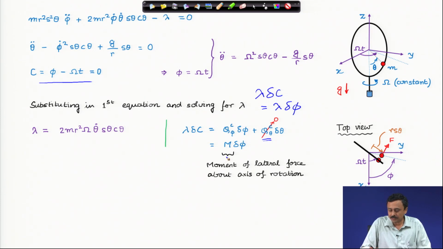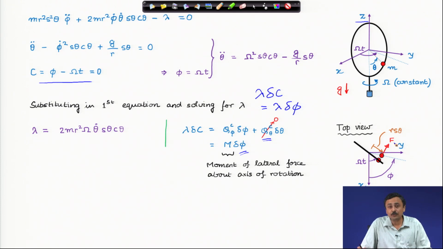And if I interpret what is the work done, who does this work on the bead, if I ask this question, because you see this delta phi, phi is an angular coordinate, delta phi is an angle, variation in the angle phi. Therefore, the corresponding generalized force must be a moment. That is what I have written, moment of the lateral force about the axis of rotation. How is this moment being produced? It is the moment about the axis around which theta is being measured, which is our z axis.